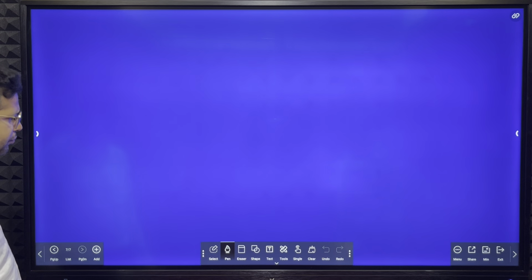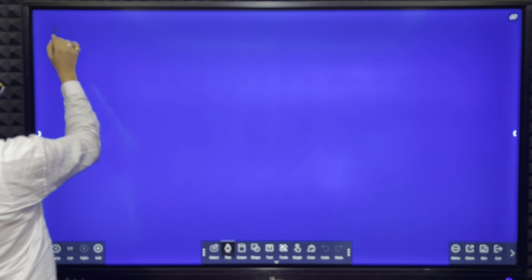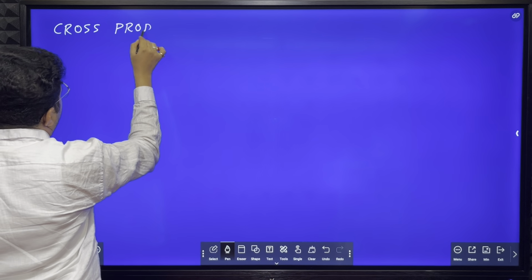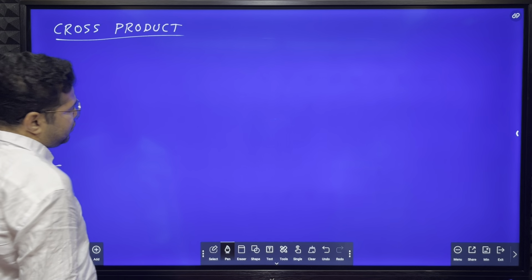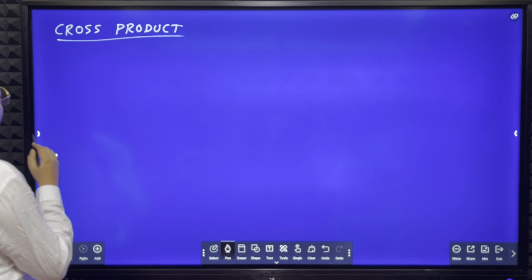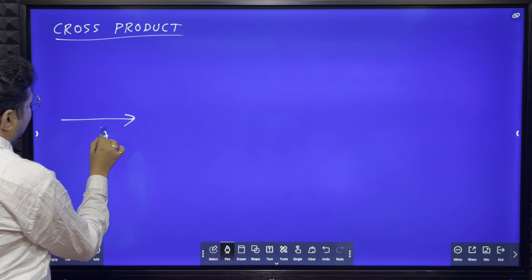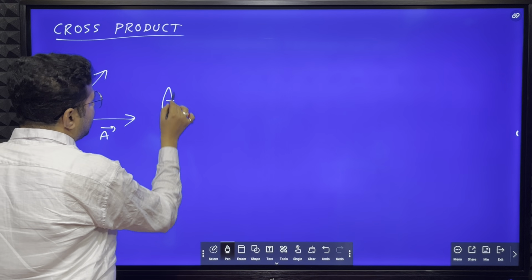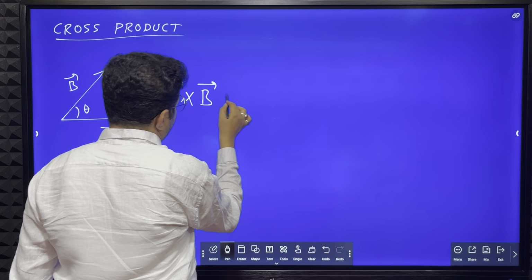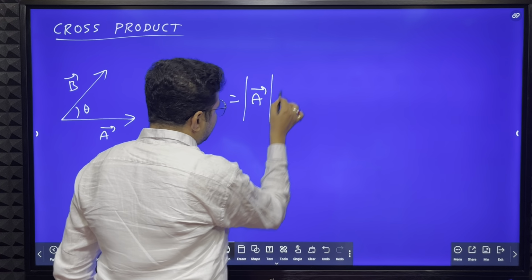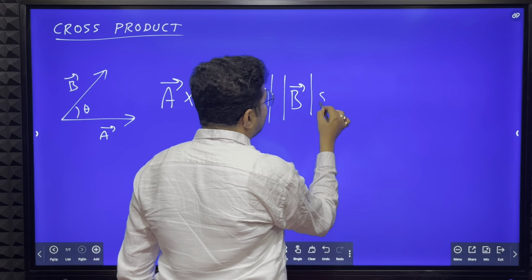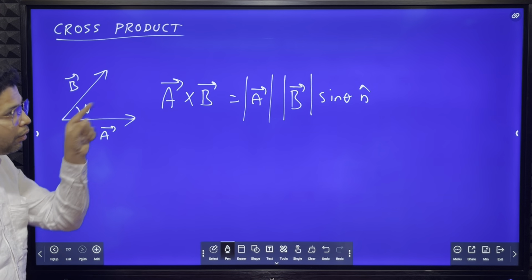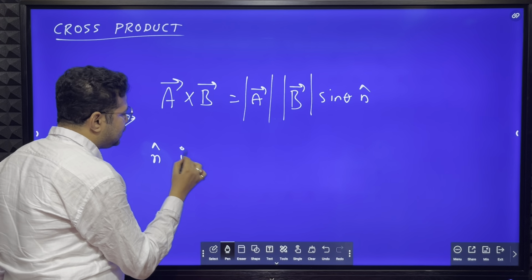Okay, now we will define what is cross product. Cross product of two vectors. Yesterday, in the previous section, we studied dot product. Now what is cross product? If there is a vector A and a vector B, and the angle between the two vectors is theta, A cross B is defined as magnitude of vector A into magnitude of vector B into sine theta into n cap. What is theta? Theta is the angle between A and B. What is n cap? n cap is a unit vector.